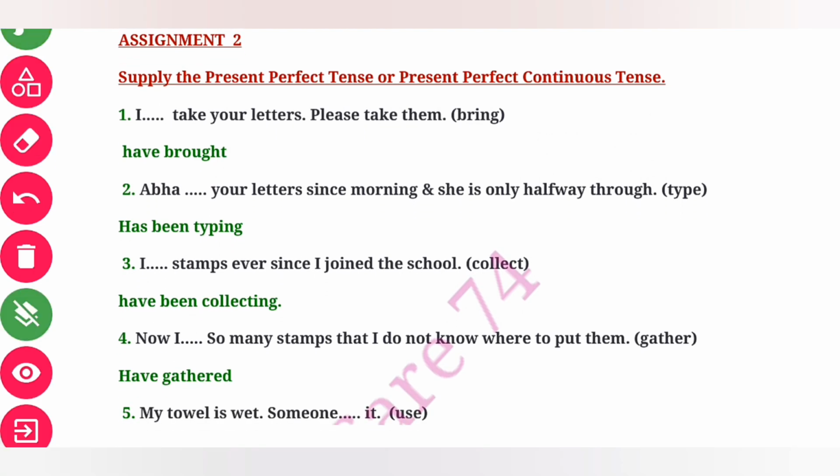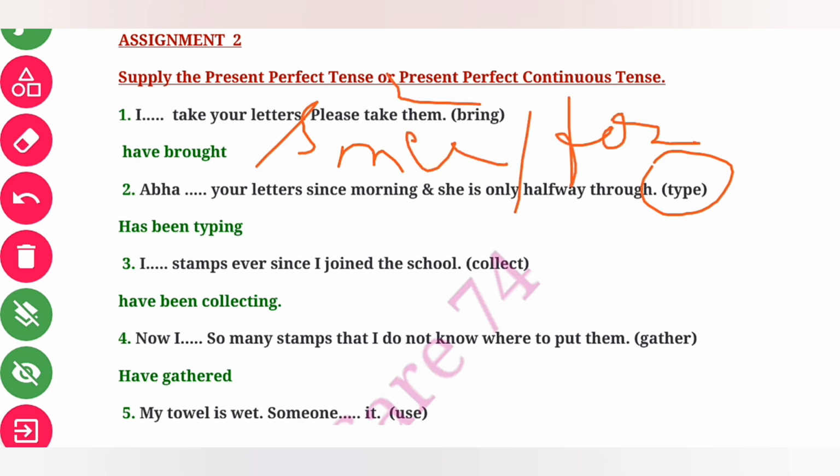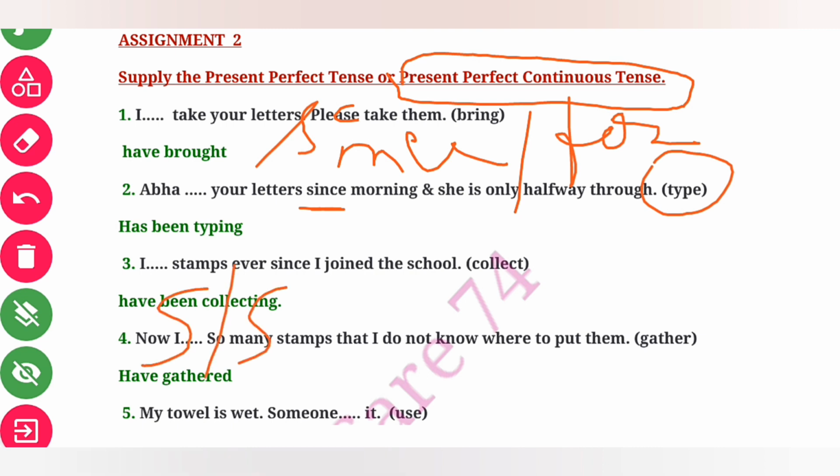Abha dash your letters since morning and she is only half done. The verb type is given. I told you that since and for are used in present perfect continuous tense, so this is very simple to recognize. Since is already given: since morning she has been typing. Why has? Because Abha is a singular subject, and has is used with all singular subjects.